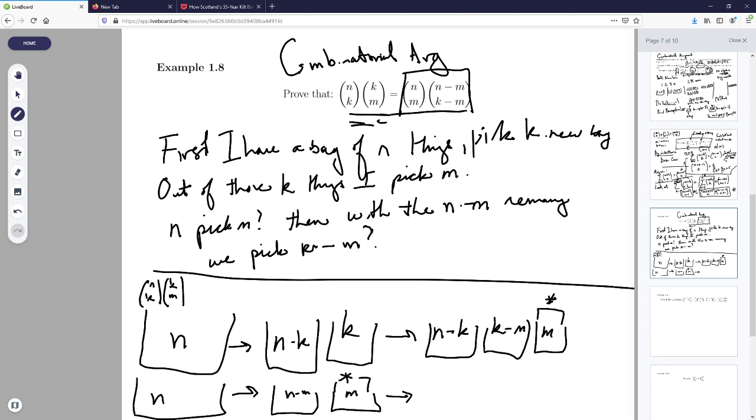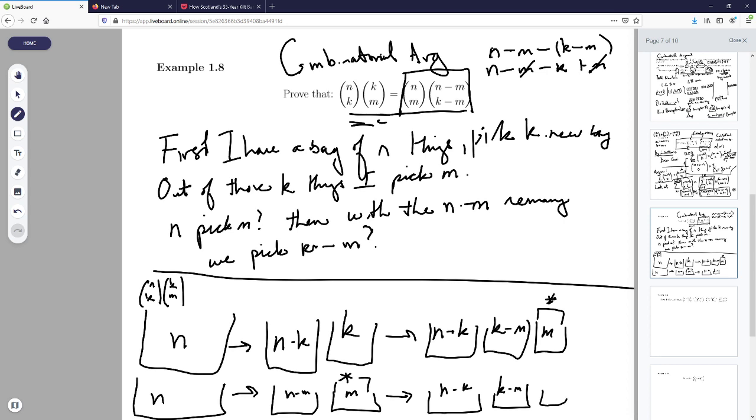So what we're going to do now is we're going to say, out of these n minus m things, pick another k minus m things. So how do you do that? If you pick out of n minus m things, k minus m things, then what we really have is n minus m minus k plus m things. So the m's cancel. And so when we do this selection, we're going to end up with a bag of n minus k things, a bag of, technically, k minus m things, and then the bag of m things.